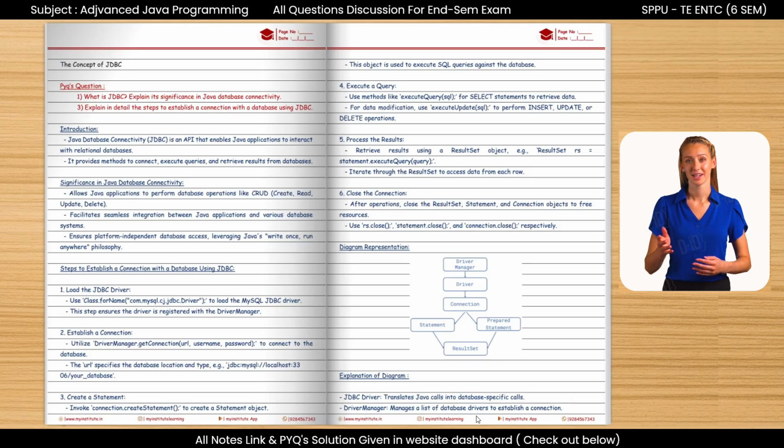Now, let's discuss establishing a database connection using JDBC. A common exam question is, explain the steps to establish a connection with a database using JDBC. To connect a Java application with a database, follow these steps. Load the JDBC driver, establish a connection using URL, create a statement object, execute queries, process results, and close the connection. Understanding these steps is crucial for writing error-free programs.